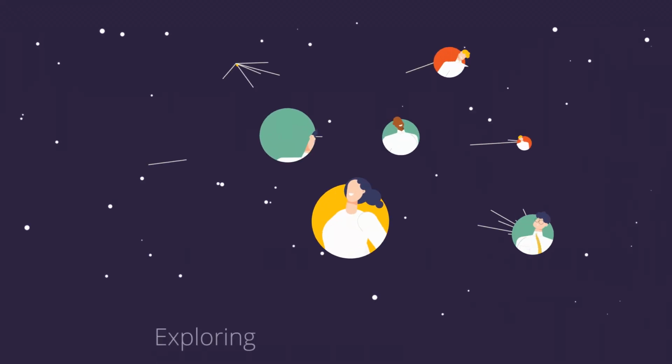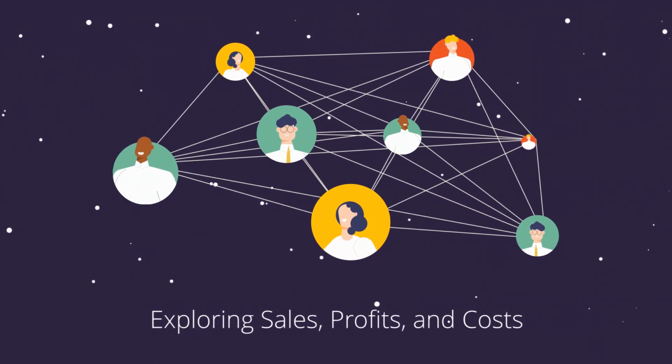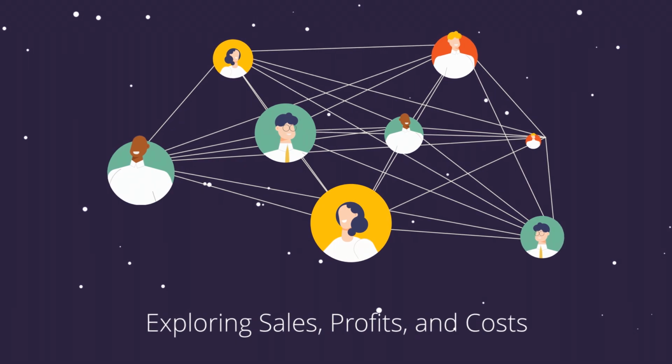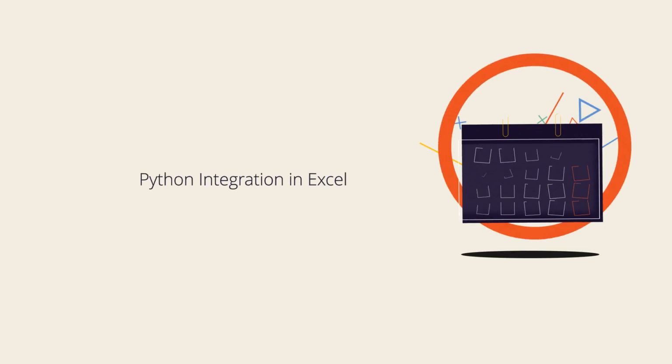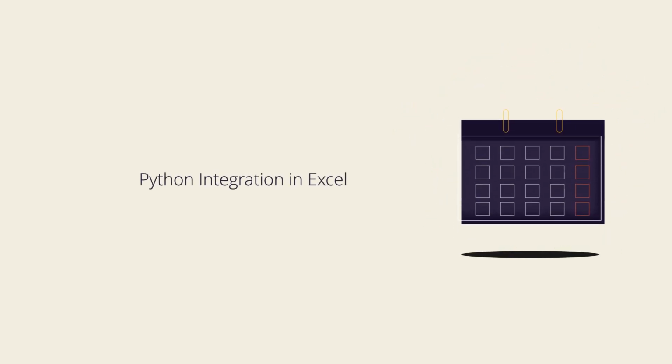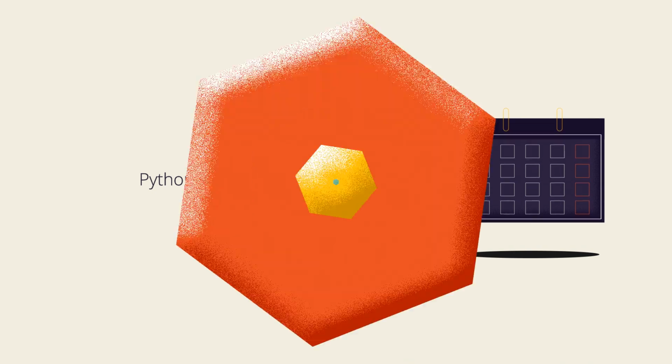This is a professional seaborn pair plot showing complex relationships between sales, profits, and shipping costs in one elegant grid. What if you could create this chart in Excel with simple instructions? That's the power of Python integration in Excel.